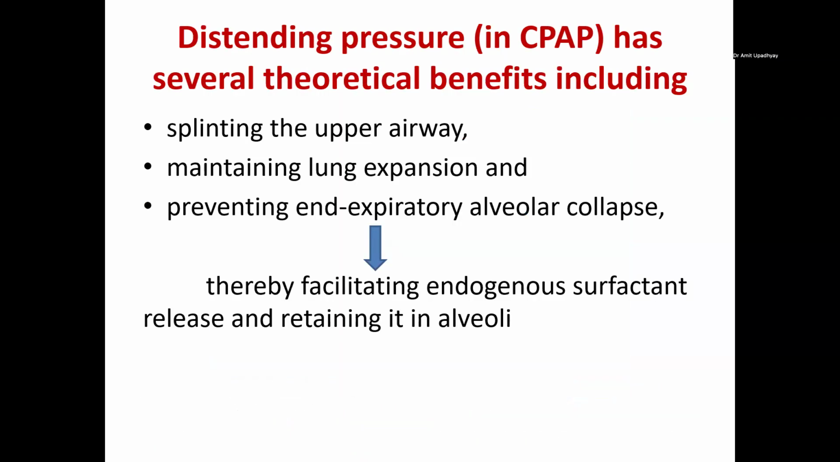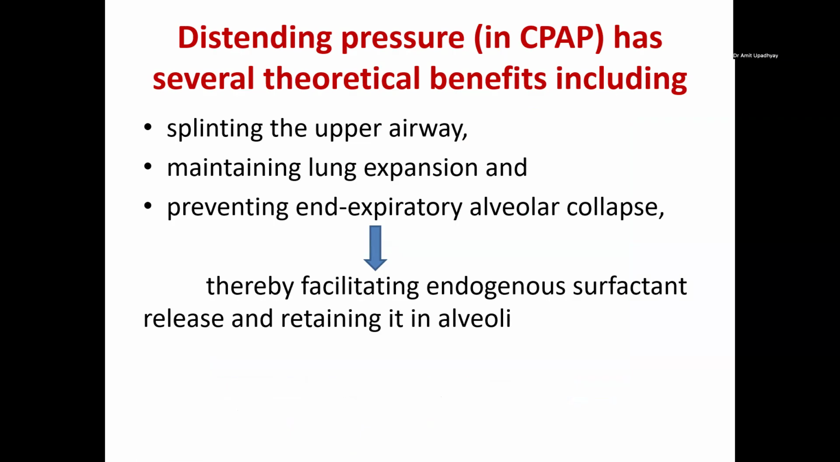CDP or continuous distending pressure, which nasal CPAP provides, has several theoretical benefits, including splinting the upper airway. So not only does it expand the lungs, it expands and splints the upper airway as well, maintaining the lung expansion and preventing end expiratory alveolar collapse, thereby facilitating endogenous surfactant release and retaining it in the alveoli.